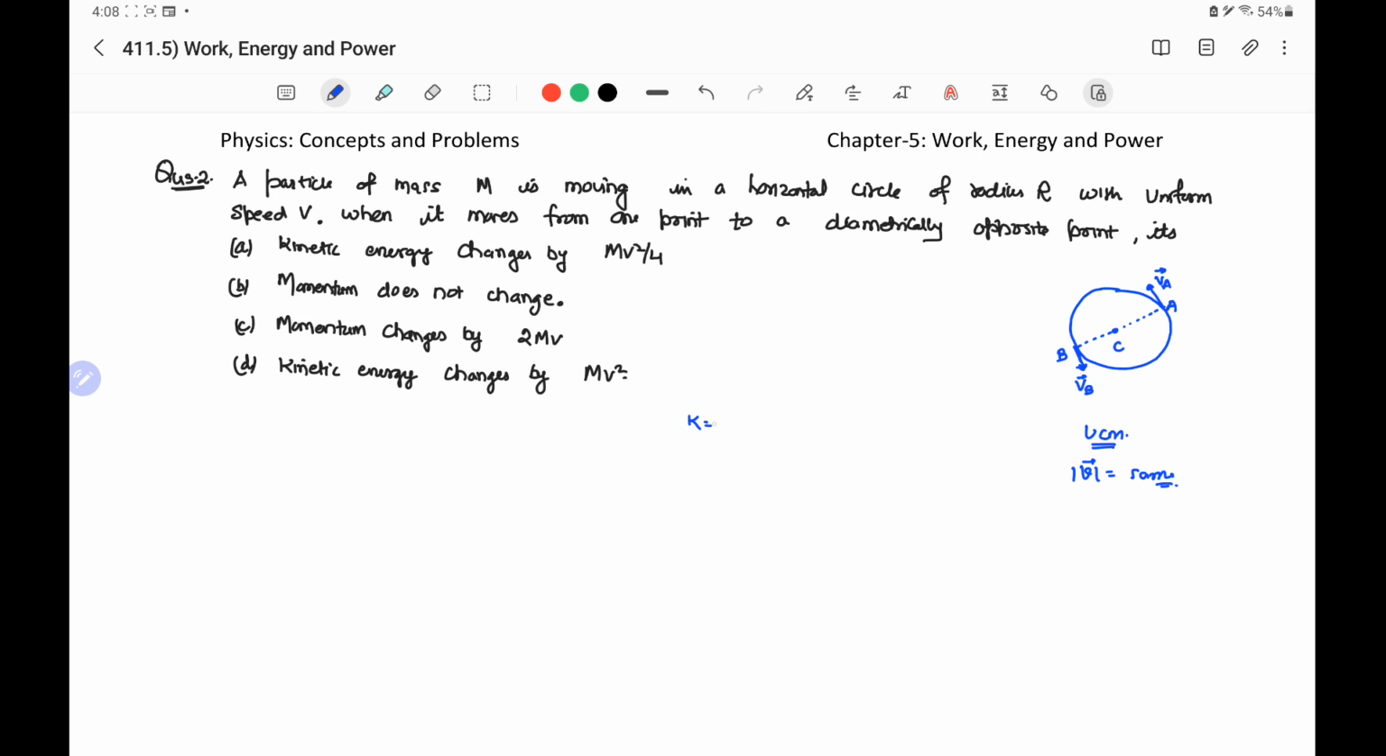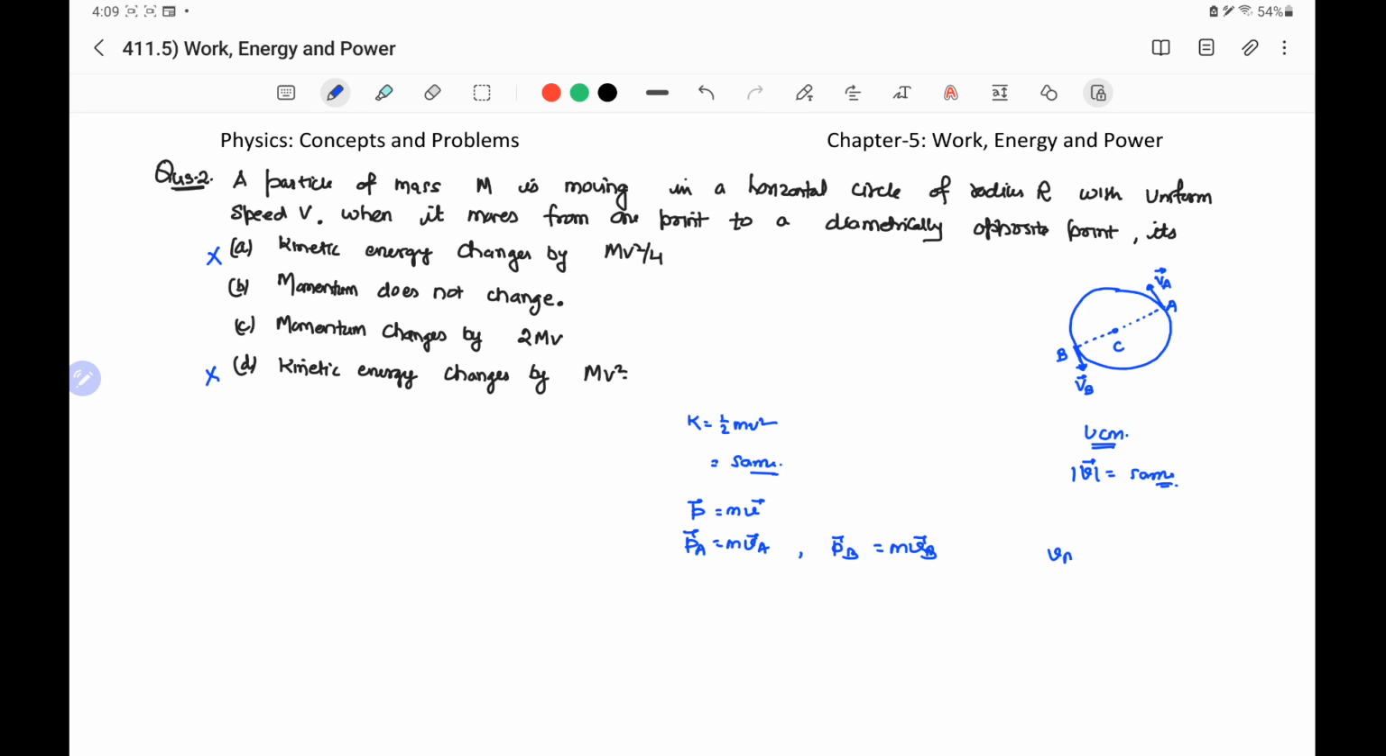So kinetic energy K, which is given by half mv square, depends on the magnitude of the velocity, so it will be same for all points on the circular path. Hence option A is incorrect, option D is incorrect. Now we have to check the momentum, which is given by mass into velocity. It is a vector quantity. It depends on the direction of the velocity, and velocity direction changes point to point on the circular path. Therefore, momentum at point A will be written as mvA and momentum at point B will be mvB.